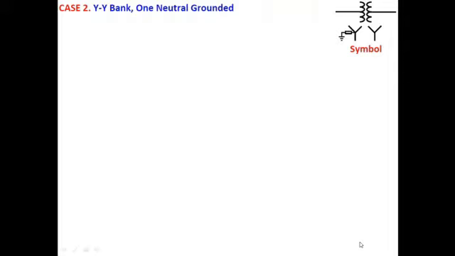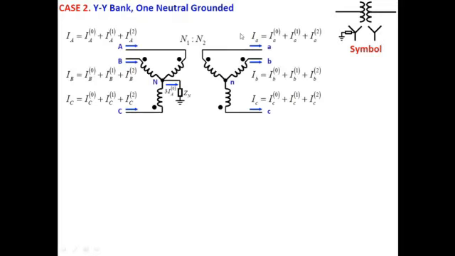Similarly, if we have a YY configuration where one neutral is grounded and one neutral is not grounded. For the primary side, for IA, we will have the zero sequence, the positive sequence, and the negative sequence current. Similarly for IB, we will have the zero sequence, positive sequence, and negative sequence. For IC, we will have the zero sequence current, the positive sequence current, and the negative sequence current. Similarly on the secondary side, for IA, IB, and IC, we will have the positive sequence, negative sequence, and zero sequence components.